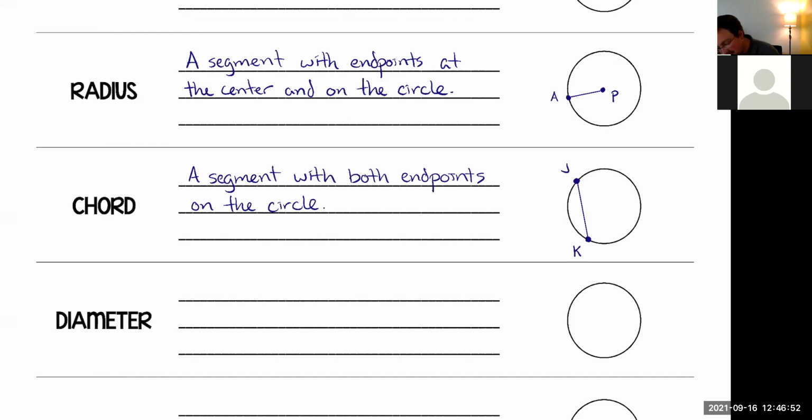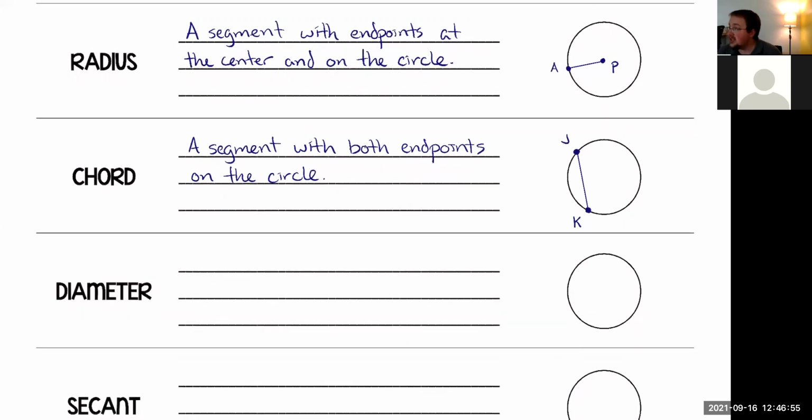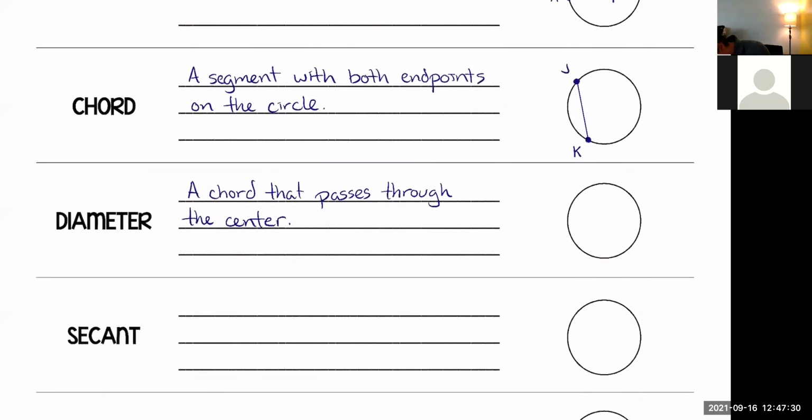Next on our list is a diameter. Now this one's interesting because it's actually using the previous definition of a chord to define it. So a diameter is a special chord. So a chord that passes through the center. So a diameter also has its endpoints on the circle itself, but what makes it unique is that it goes right through the center as well. See if I can do this successfully.